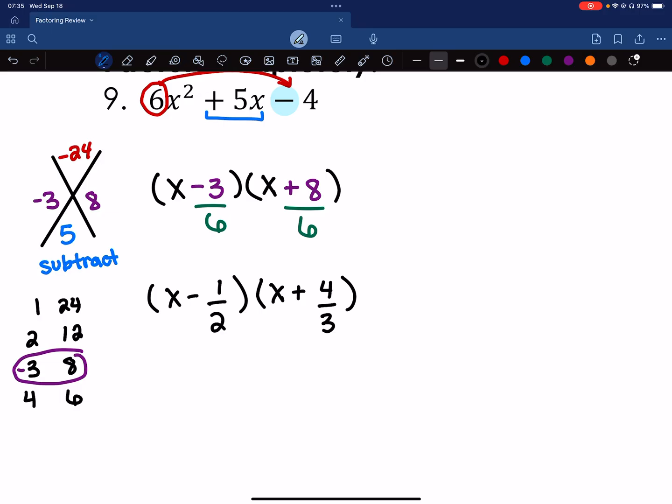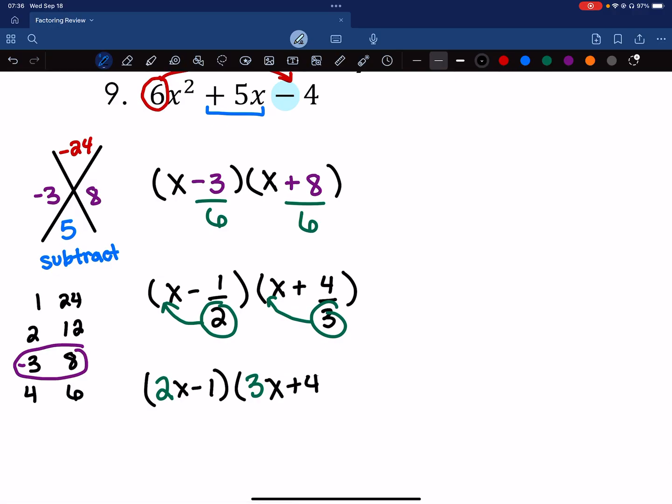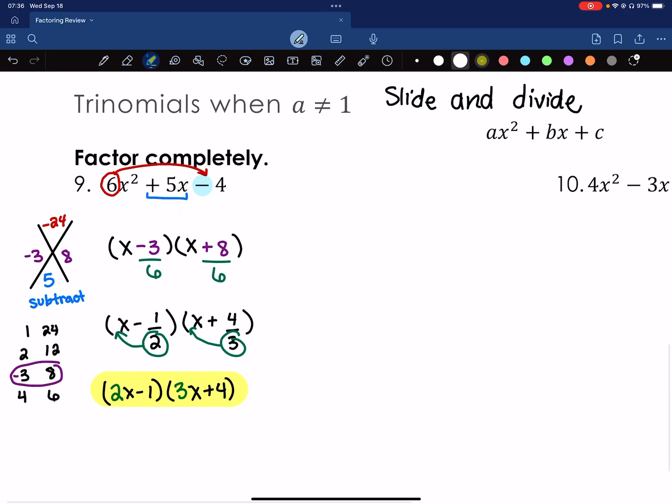But we're not done. Because we have some leftover numbers in the denominator, those numbers are going to slide in front of the x's. So what this factor actually looks like is 2x minus 1, and then 3x plus 4. And so this right here would be the factor. Okay, now this might be the first time you see that, so it's okay if it's a little fuzzy. Let's look at another one.